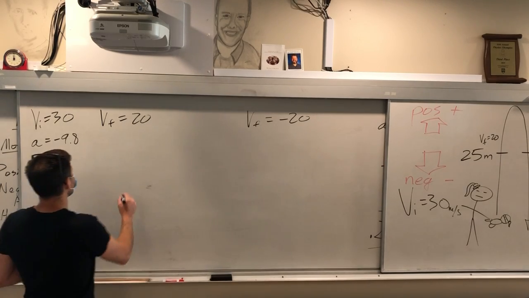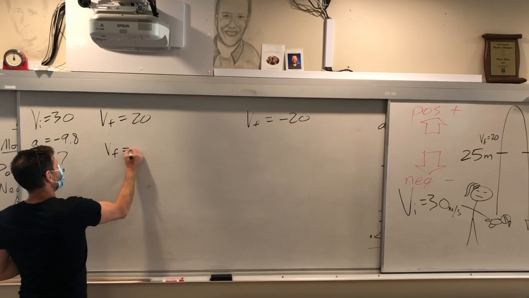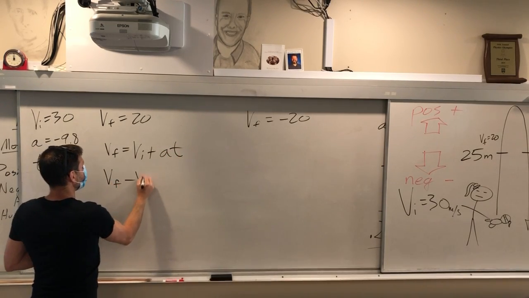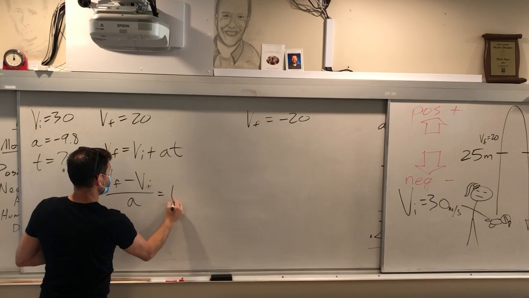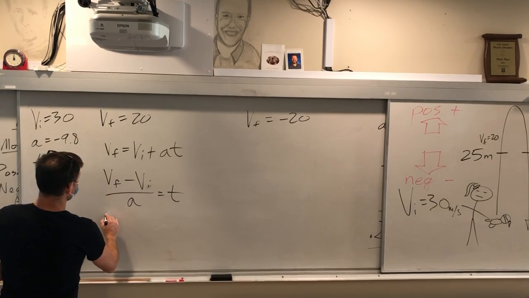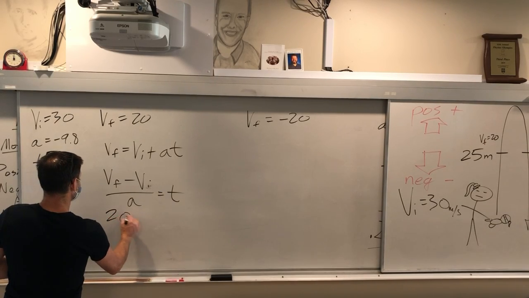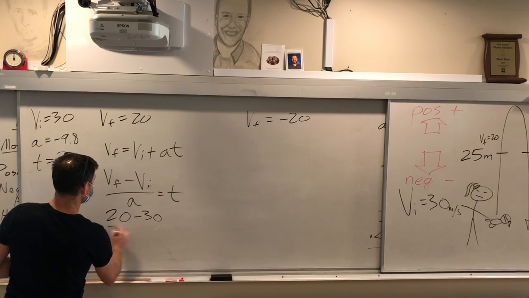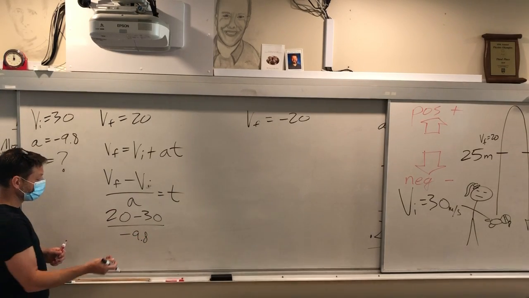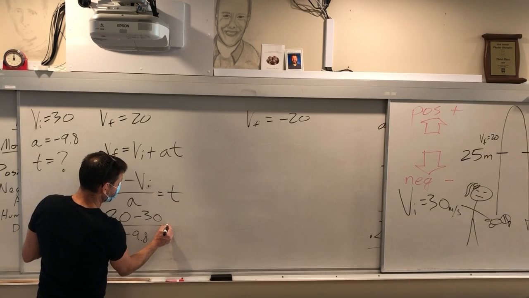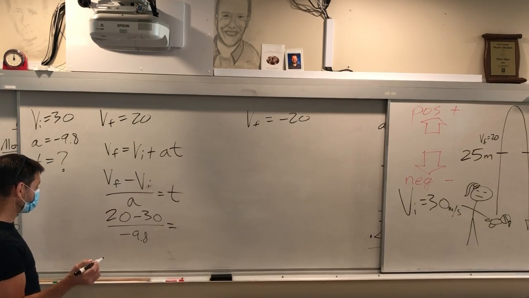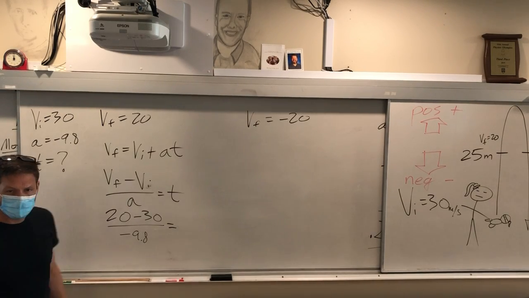Go ahead and just use the first one, right? We want to solve for T. So VF minus VI over A will equal T. So for this one, we're going to go 20 minus 30 over negative 9.8. I'll round it to 10. So this is going to be around 1 second, I believe. Right? Negative 10 over negative 10. No, positive, yeah, positive 1.